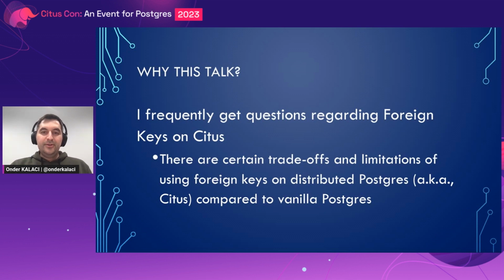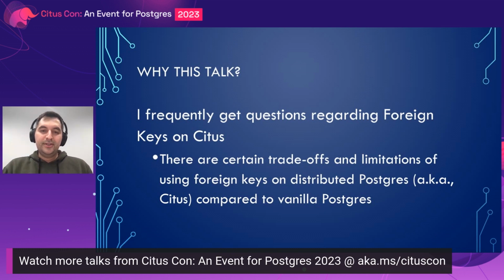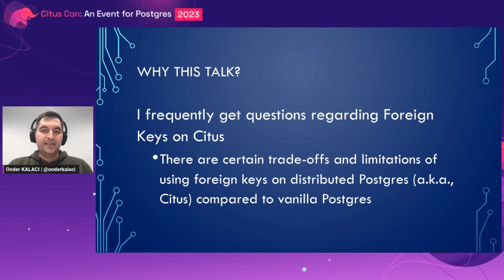First of all, I want to clarify why I picked this topic, because I frequently get questions about foreign key support in Citus. I can understand the questions because there are really certain trade-offs and limitations of using foreign keys in a distributed environment compared to vanilla Postgres, like a single-node database. So in this talk, I want to clarify some of the concepts regarding Citus and try to give the viewers a similar mindset to mine about foreign keys in Citus.